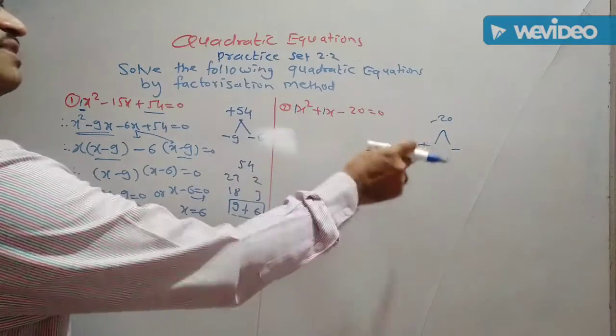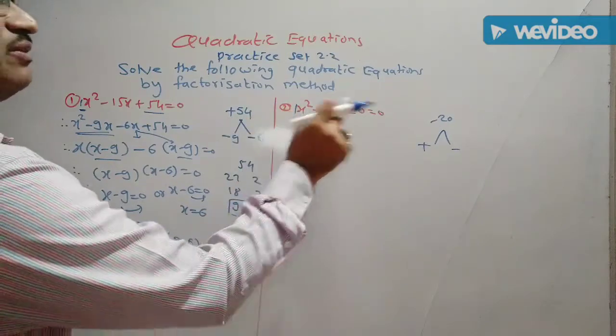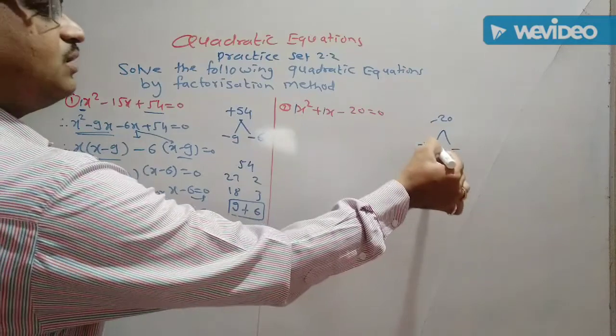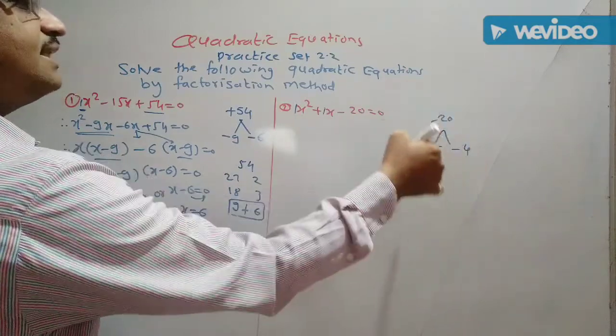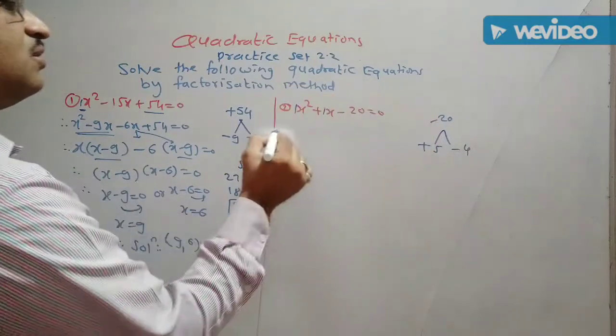I take the positive sign first because the middle term is positive. If the middle term is negative, then I write the minus first and then plus. Now find two numbers such that their product is 20 and subtraction is 1. That means 5 fours are 20, 5 minus 4 is 1.